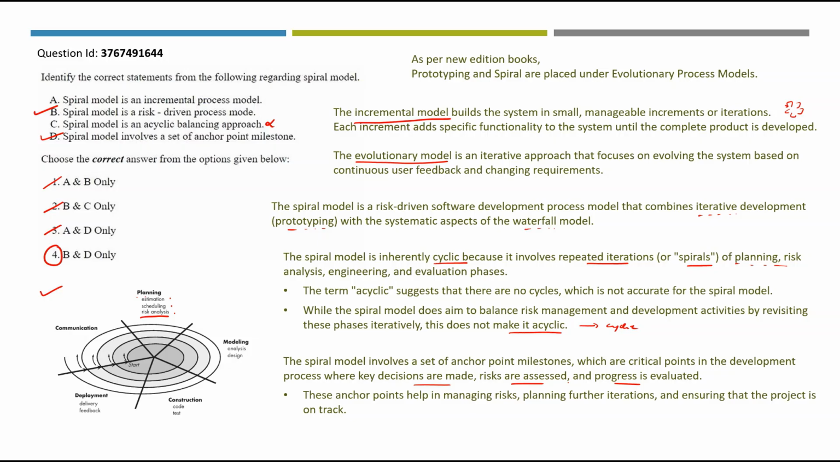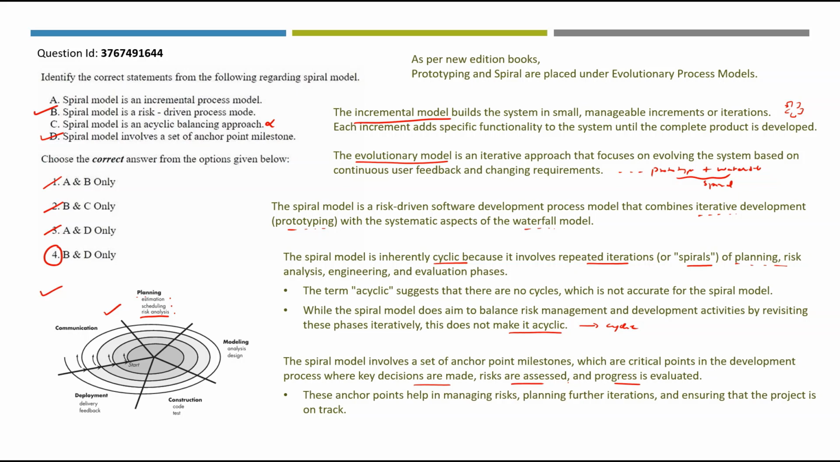If you take the evolutionary model, this is an iterative approach that focuses on evolving the system based on continuous user feedback and changing requirements. Once you finish one iteration, you automatically get feedback and make changing requirements to it. So this process happens in this pattern. Under the evolutionary model you have the prototyping model, and taking prototyping along with waterfall aspects, you get the spiral model. So spiral model is a part of the evolutionary model and not the incremental model.